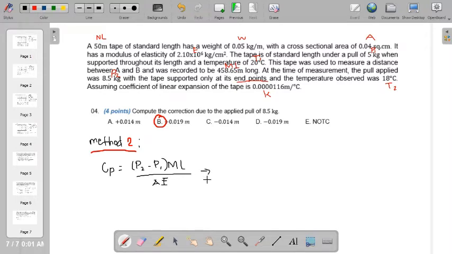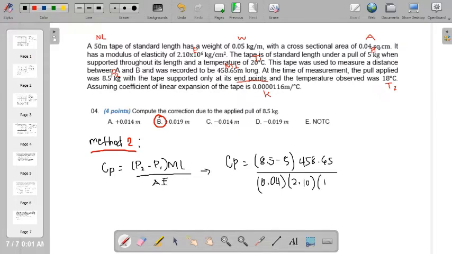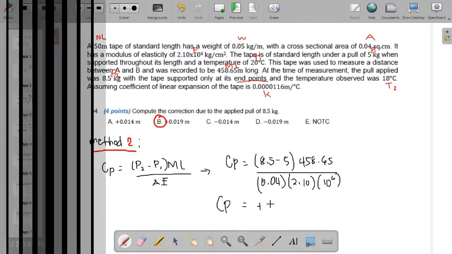So here, let's just use the space. C sub P, the big one, is equal to 8.5 minus 5 times, instead of writing the 50, you write the whole 458.65 meters, all over 0.04 multiplied by the E, which is 2.10 times 10 raised to 6. And this is also the same as the answer that we got in our method 1.